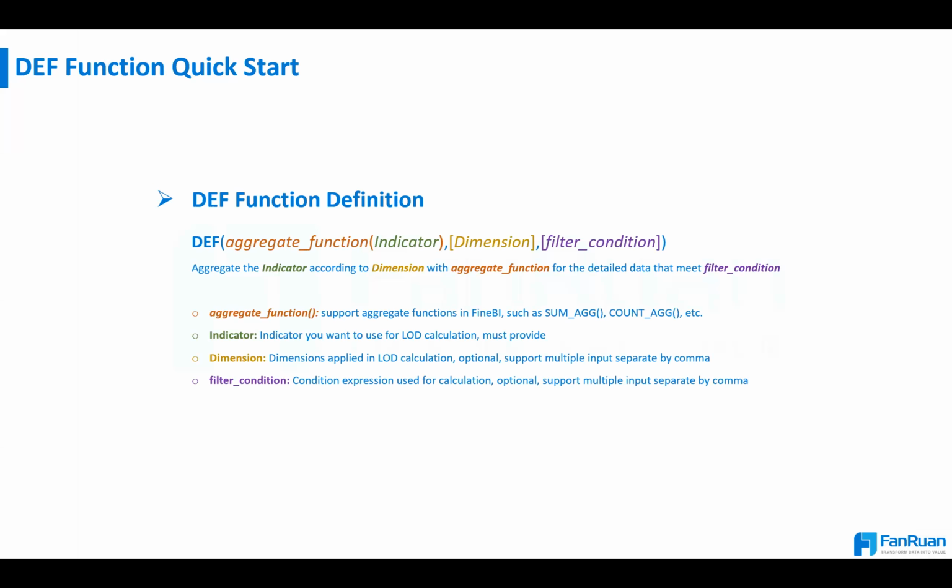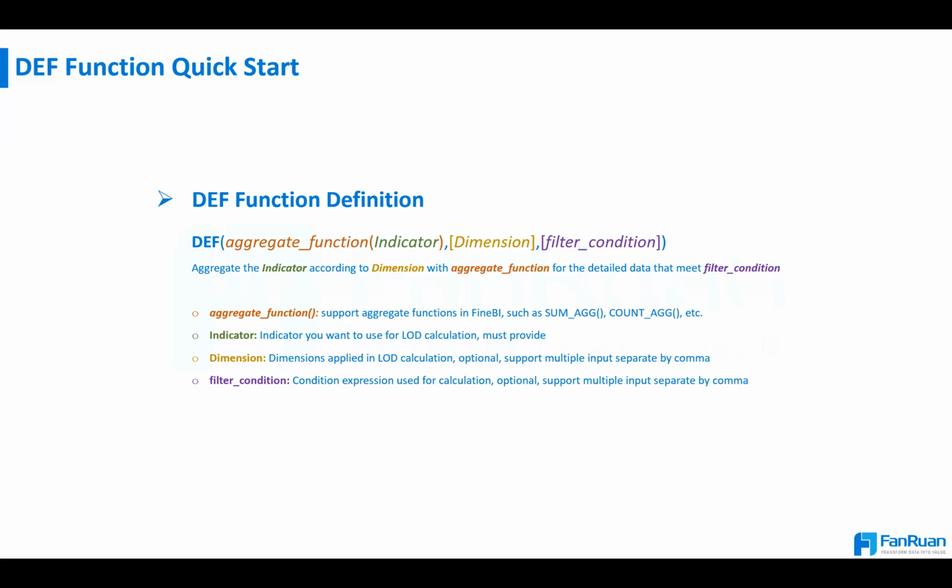The def function will aggregate indicators according to the dimension with an aggregate function, for the detailed data that meets all the filter conditions. The def function contains 3 parameters. The first parameter is the indicator. It is the indicator you want to use for your LOD calculation. It must be provided and must be wrapped in an aggregate function. It supports all aggregate functions provided in FineBI, such as sum aggregation, count aggregation, and so on.